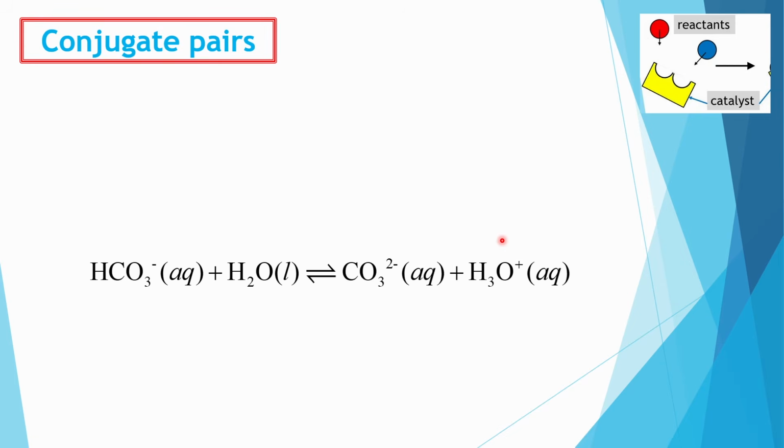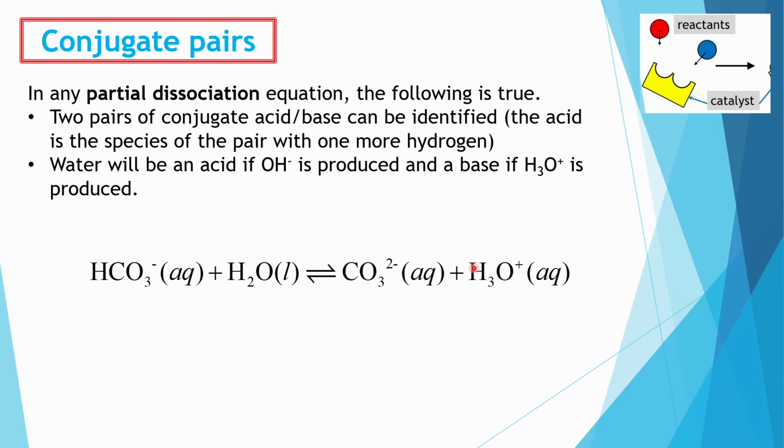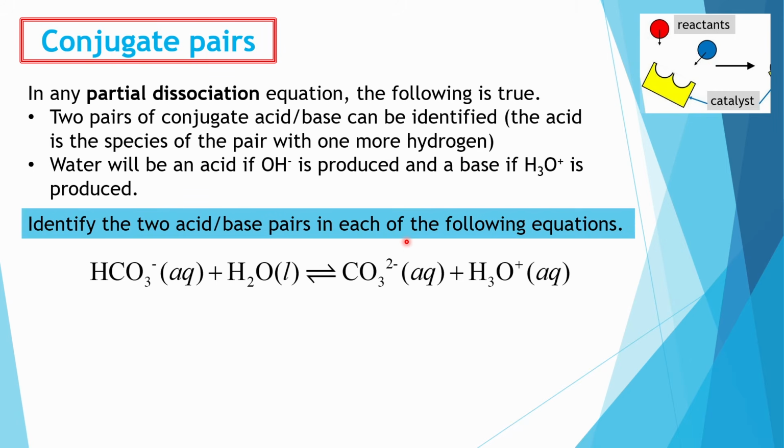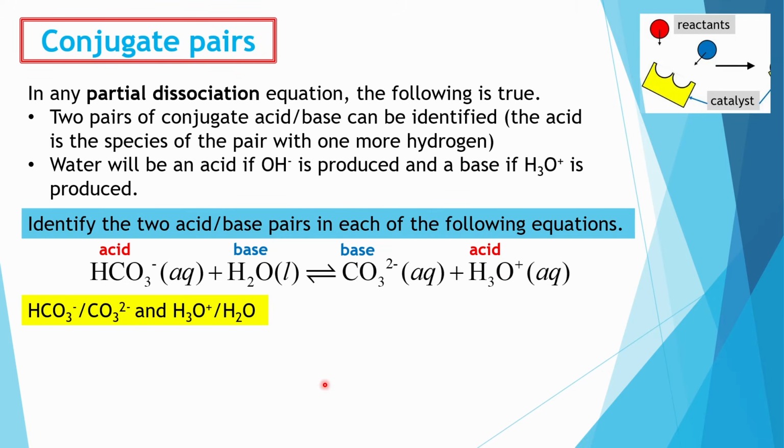Now, conjugate pairs. So we talked about that in the previous one. You can identify the acid-base pairs. Remember, the two species that are similar and different by just a hydrogen and a positive charge. So here we can see that these two, the acid and the base, are similar. The only difference is the acid has one more hydrogen and one more positive charge. This is an acid-base pair. The other acid-base pair is the hydronium ion is the acid and water is the base.